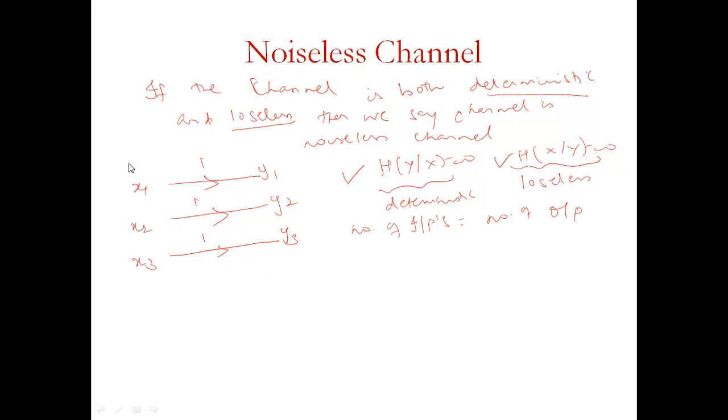So here the channel representation is very easy. P(Y|X). So we are having 3 inputs, 3 outputs, x1, x2, x3, y1, y2, y3. You can see x1 is transmitting only to y1 with the probability 1. x2 is only to y2 with the probability 1. x3 is only to y3 with the probability 1. So this is nothing but an identity matrix.